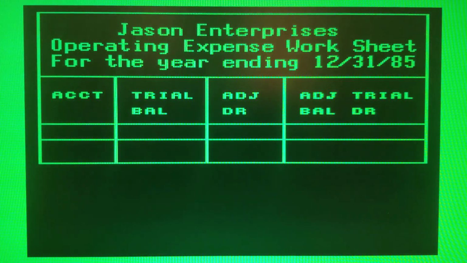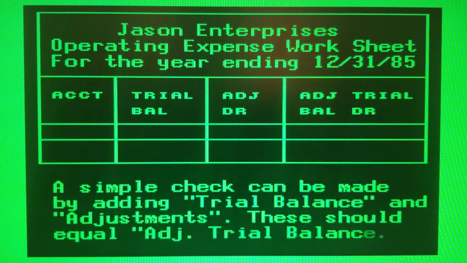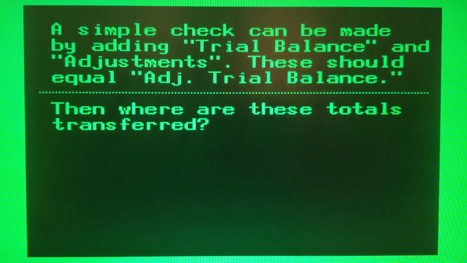The operating expenses worksheet, since it has only debit columns, cannot be checked by ordinary balancing, but a simple check can be made by adding the first 2 columns, the trial balance and the adjustments, and checking their total with the last column, adjusted trial balance total. Then where are these totals transferred?